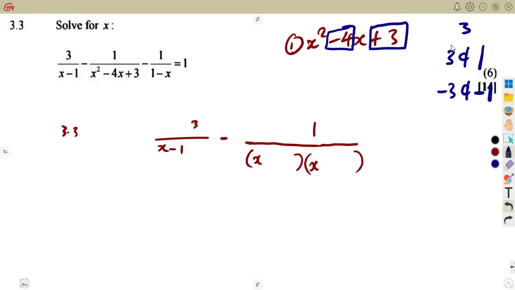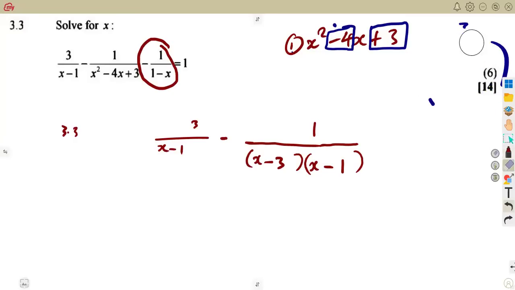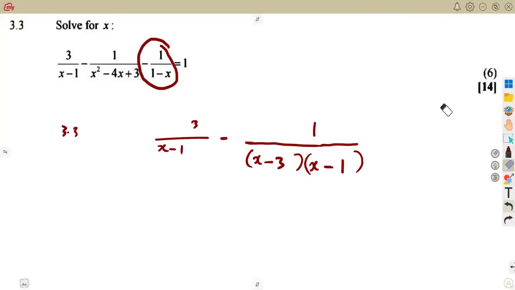Multiplying these two, we get a positive 3. But when we add now, we must get a negative 4. It's minus 3 and minus 1. So that's minus 3, minus 1. Then here, be careful on that part. They will always try to bring something that will let your marks down, guys. That minus 1 over 1 minus x, if you do not take care of it here, will affect a lot of things.